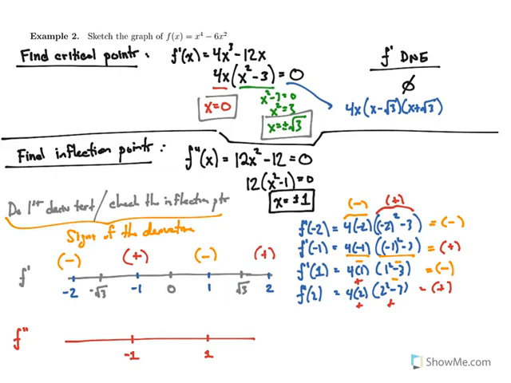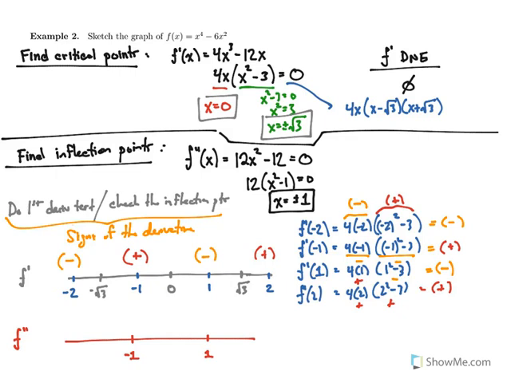So at this point, we could actually classify those 3 critical points for the function. Negative square root of 3 is going to be a minimum, 0 is going to be a maximum, and square root of 3 is going to be a minimum. And we'll see that when we sketch the graph as well.